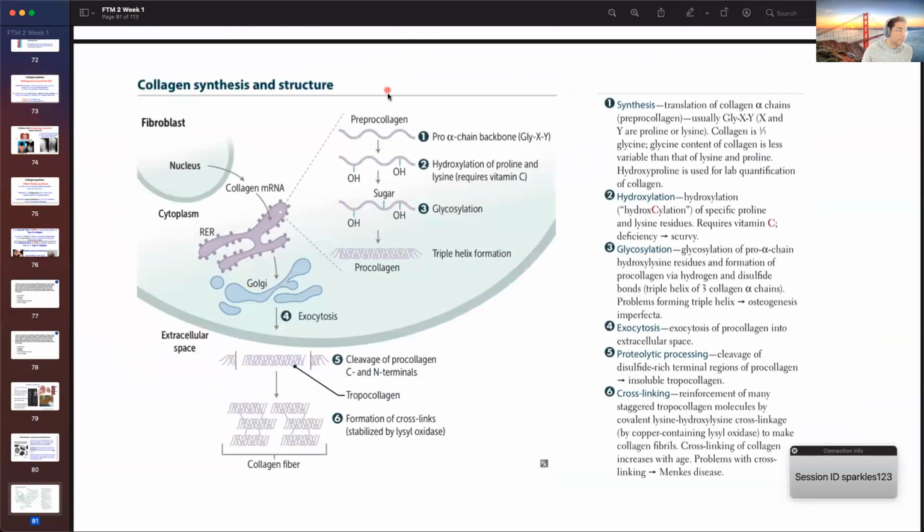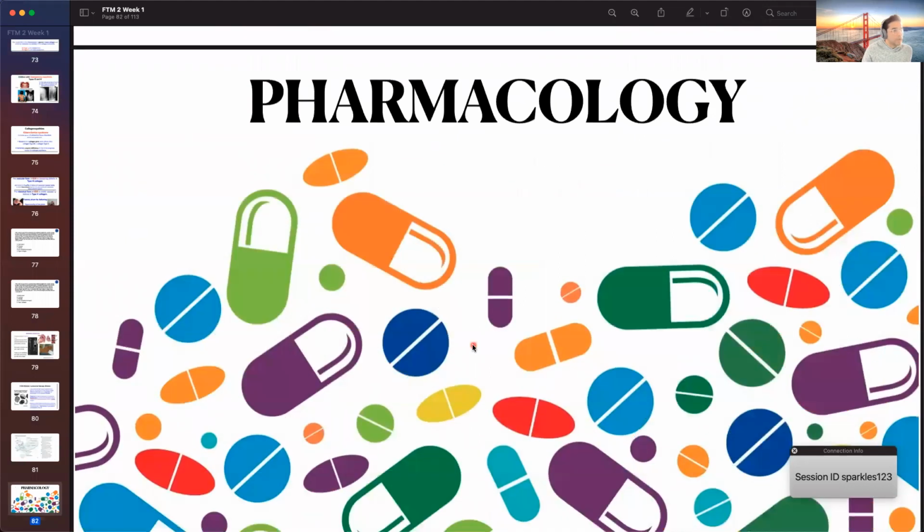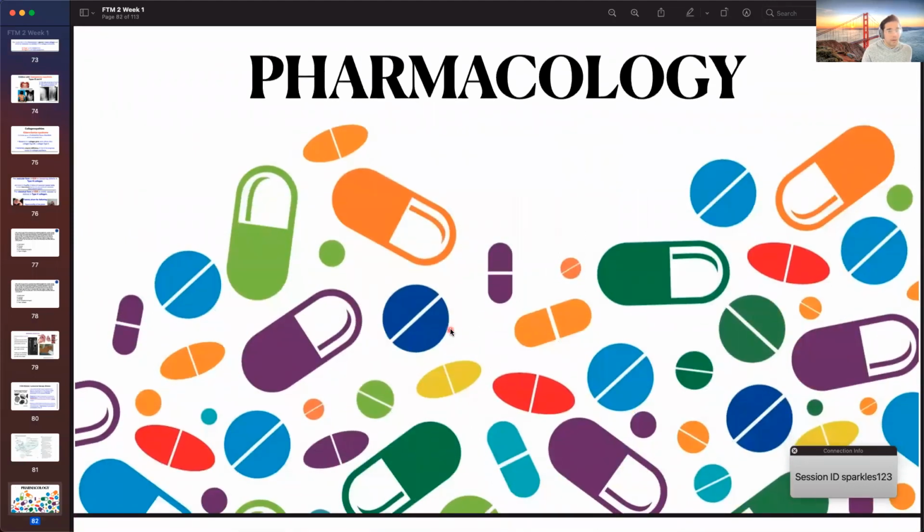Now, here's a summary of the whole process of creating collagen. I put this in there because it pulls it all together: where each pathology is, where you're going to see pre-pro collagen, where you're going to see pro collagen. Just be aware of that, and it'll help keep it straight. This is pulled directly from First Aid. That being said, we are now going to transition into the pharmacology domain. Sarah, take it away.